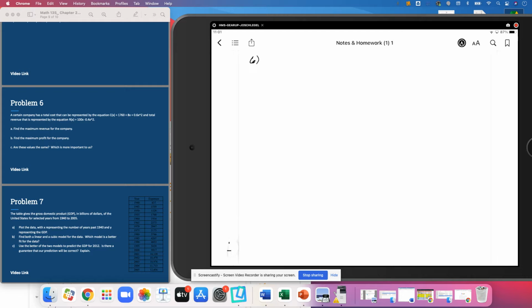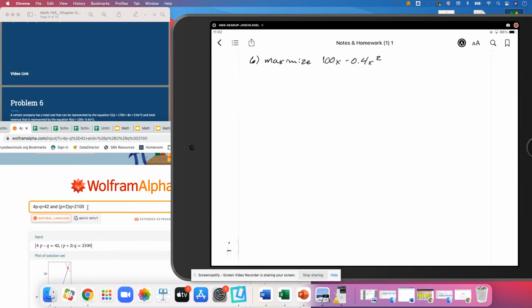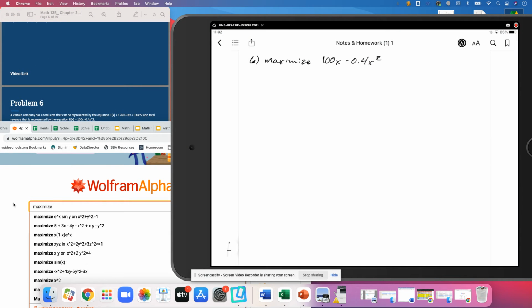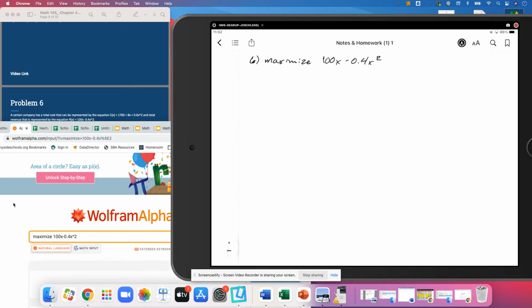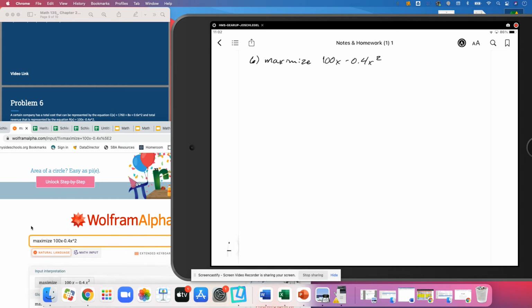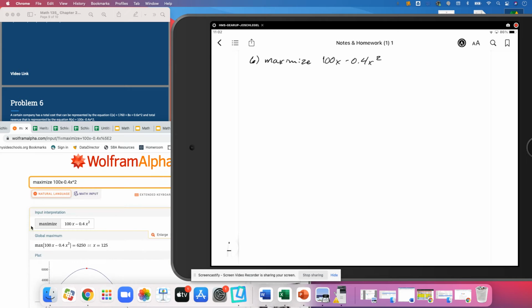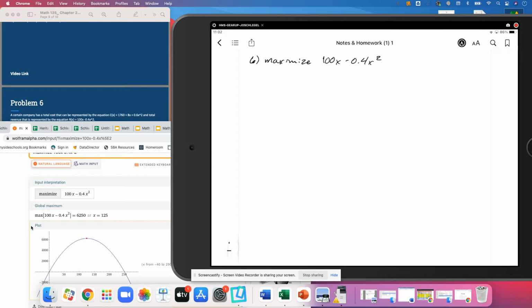So if we wanted to maximize the revenue, everyone, all we would need to do is type maximize into Wolfram and then put the equation. So 100x minus 0.4x squared is going to go into Wolfram. Okay, so it looks like our revenue is maximized at $62.50 when we produce and sell 125 units.